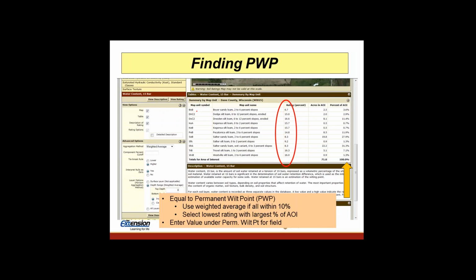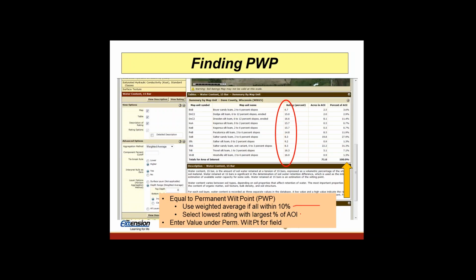So this is divided by soil type. So a BOB, a Boyer sand loam, it's 2.5 acres or 3.6% of this field. And it's going to give you that aggregate. Now, what number do I use is the question. So typically, if the weighted averages all fall within 10%, plus or minus 10%, I would use an aggregate weighted average of this.